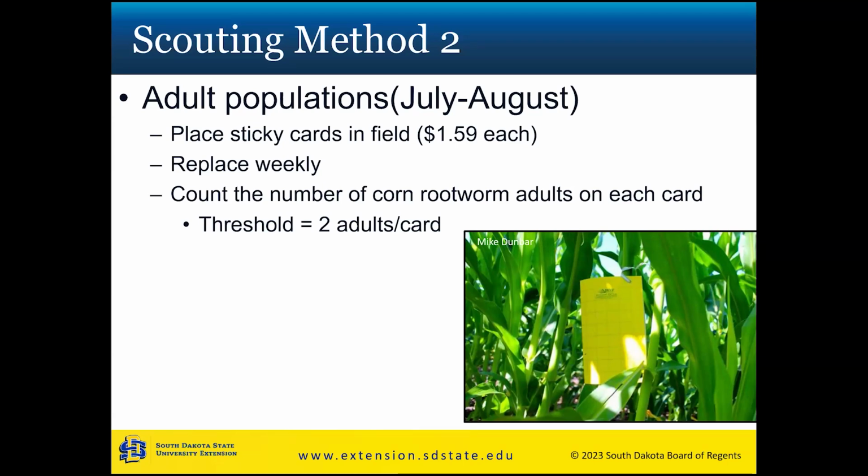So you replace the cards weekly. Each time you replace a card, you look at the one you're taking out and you count the number of corn rootworm adults. And you notice we don't say count each species. It's the total number of northern and western corn rootworm adults that are present on each card. You reach threshold for a field anytime you get an average of 2 adults per card for the field. And what does that mean? Well, it means we have a rootworm pressure issue.